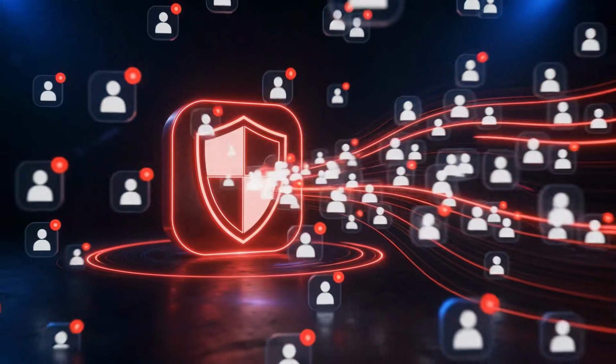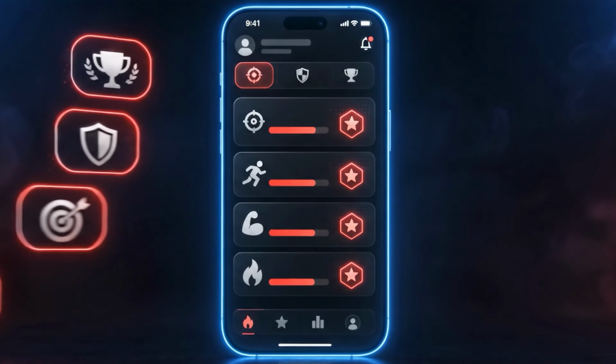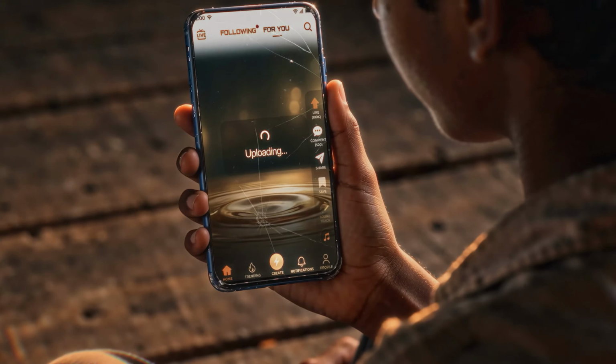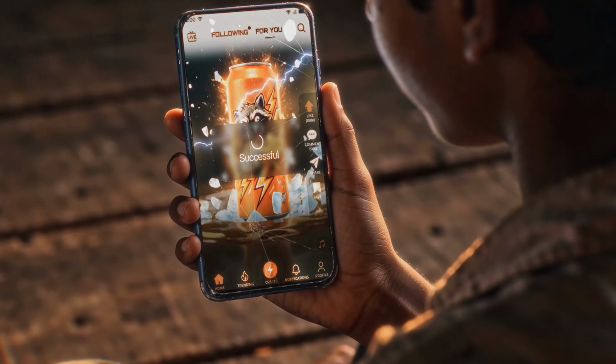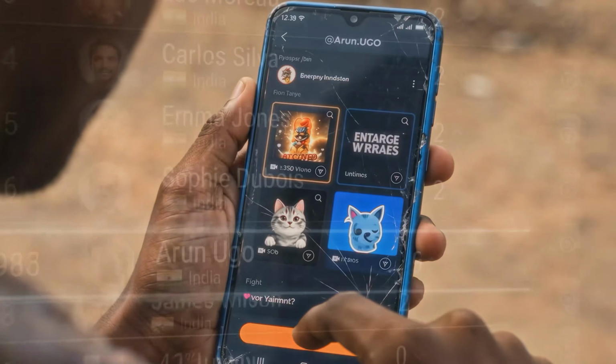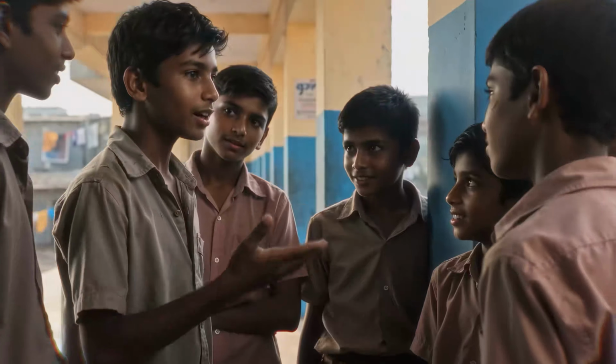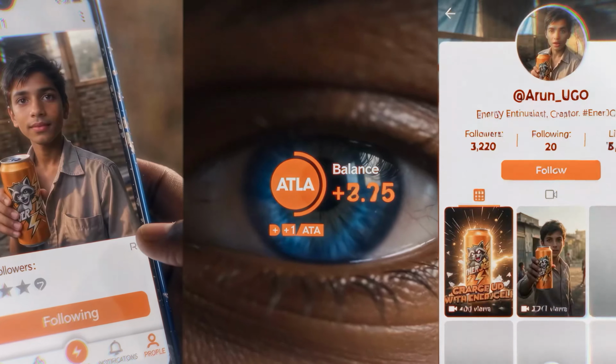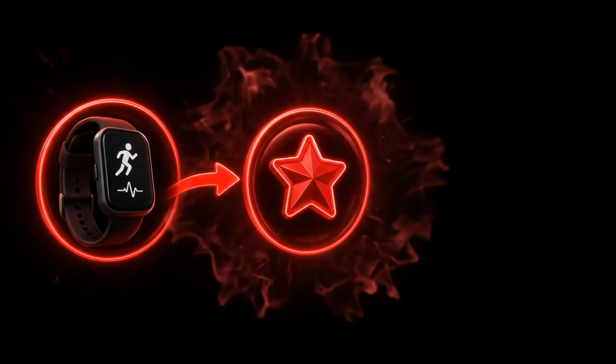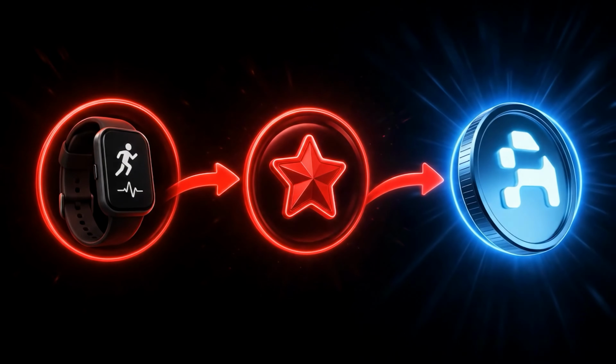What kind of tasks? Brands post offers on the platform. For example, a brand uploads a video and sets a goal: 1 million views. Fans take that video and share it on their own social media. Arena's system tracks every view. For each verified view, the fan receives Arena points, which can later be exchanged for the Atla token.